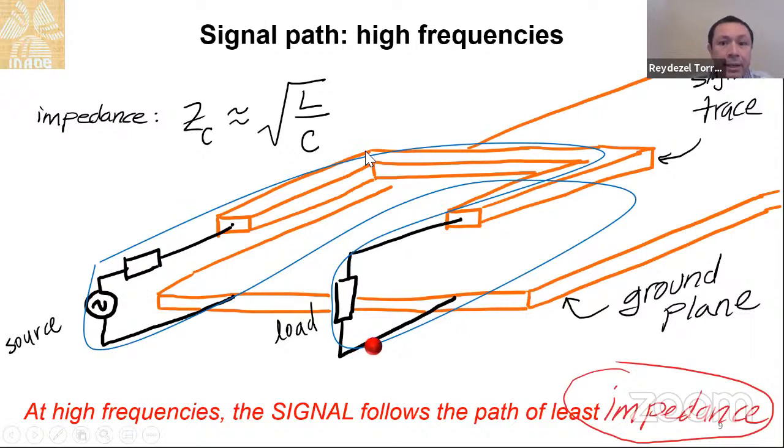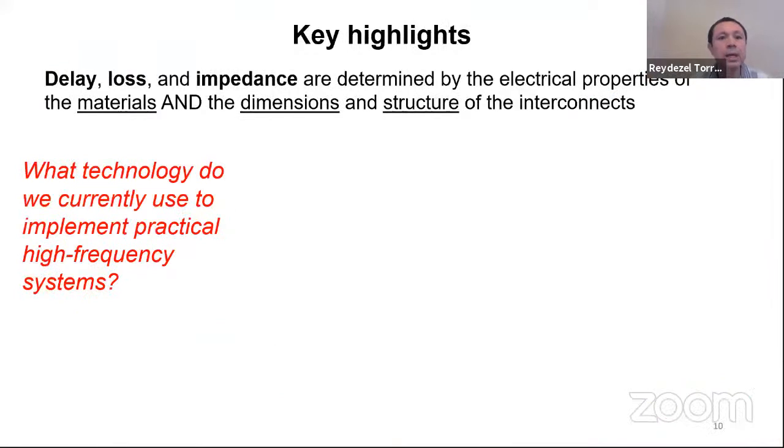In fact, there is a very important and fundamental parameter we use at high frequencies, which is the characteristic impedance of this interconnect, which is defined in terms of the inductance and capacitance. That's why it's very important to define the geometry of our interconnect to fulfill the requirements of impedance. So delay, loss and impedance are important at high frequencies, and we will have to take into account that materials and structures will define the properties that determine these effects.